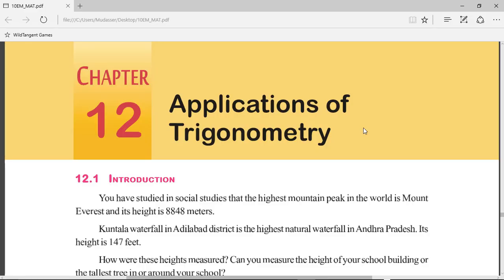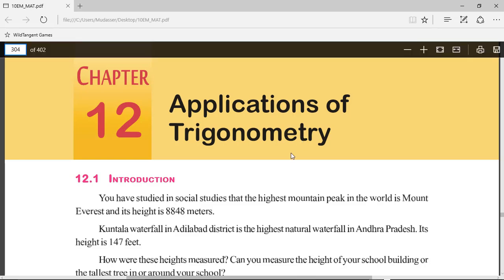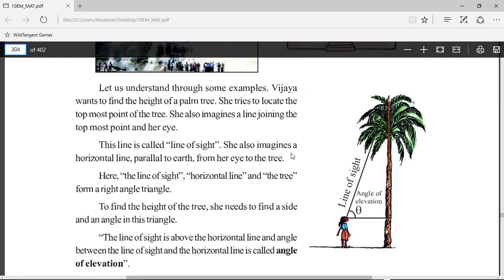In this video, we'll learn Chapter 12, Applications of Trigonometry from Telangana State Syllabus. So we'll pretty much cover the basics that are required to work on exercise 12.1 problems in this video. And then we'll also complete exercise 12.1.